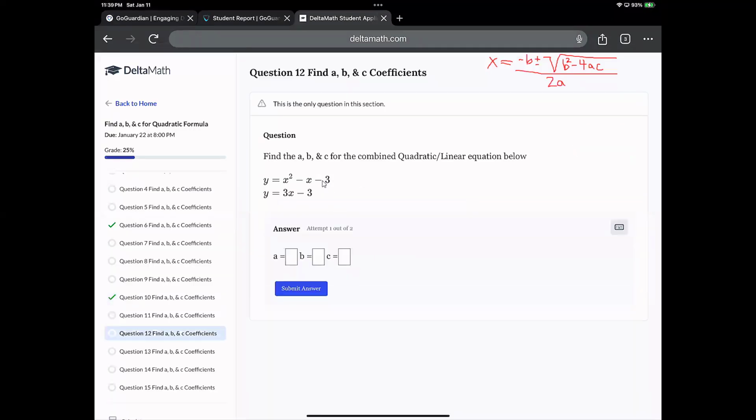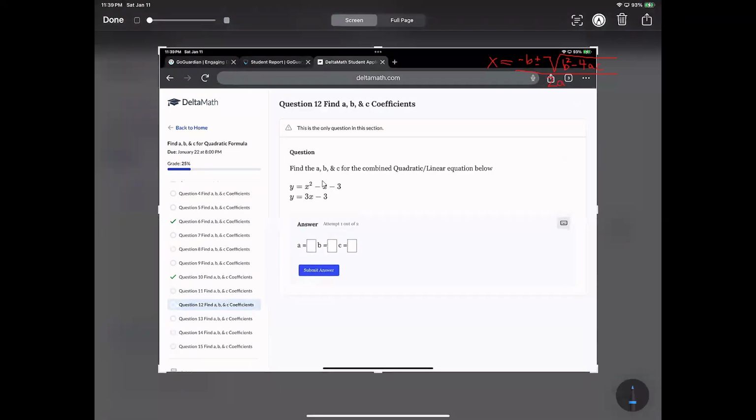All right, so this one, you've got to do a little bit of work. So let me take a quick picture. But when they give you a quadratic linear system, you can still use the quadratic formula to solve it algebraically. All you're going to do is, since both of these are equal to y, you're going to set them equal to each other.